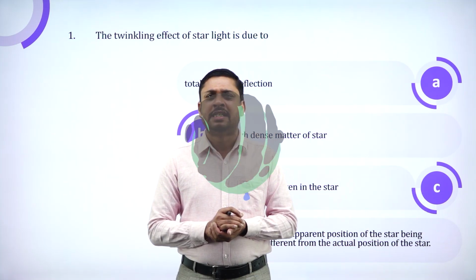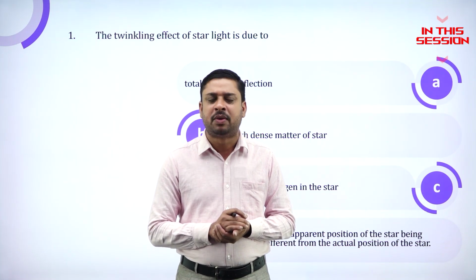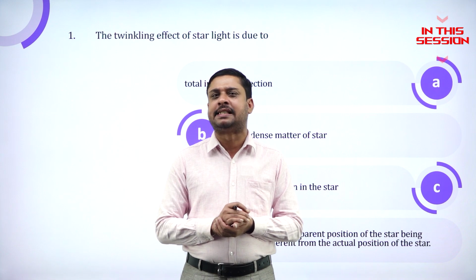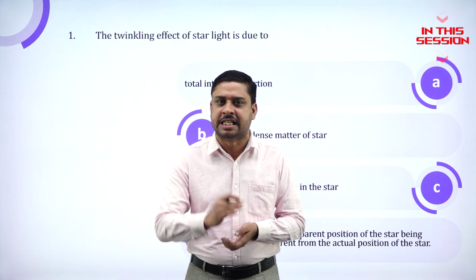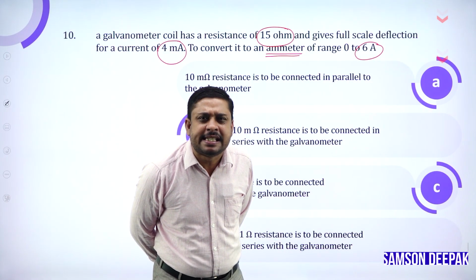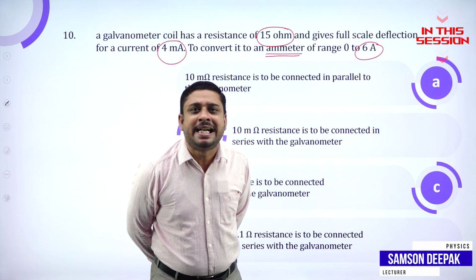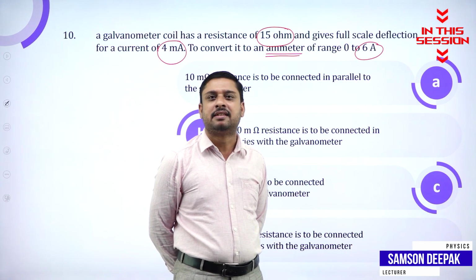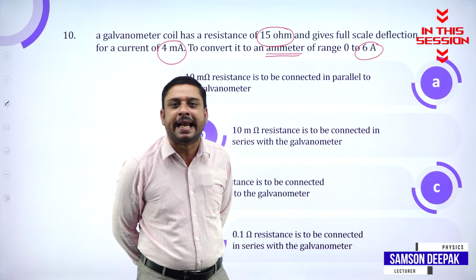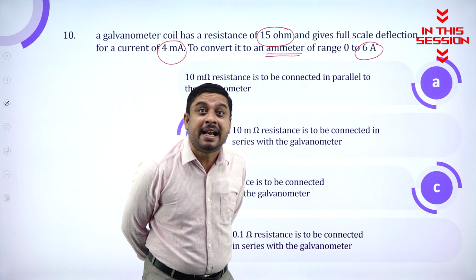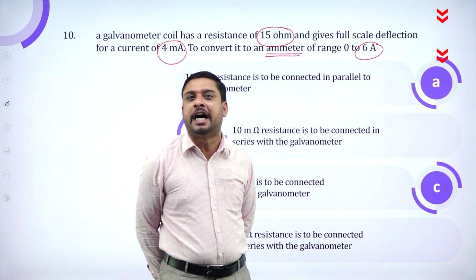If you have some concept depth, it is very easy to solve the questions. A small resistance called shunt resistance has to be connected parallel to the galvanometer.